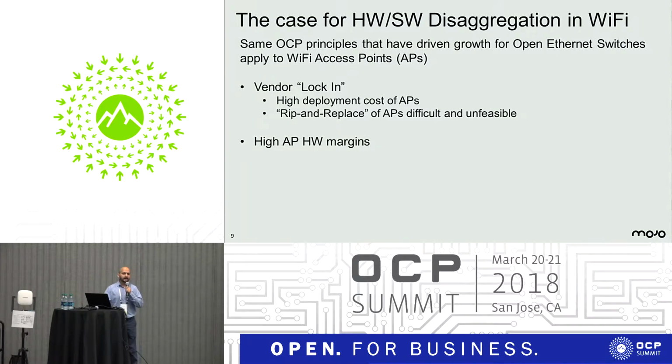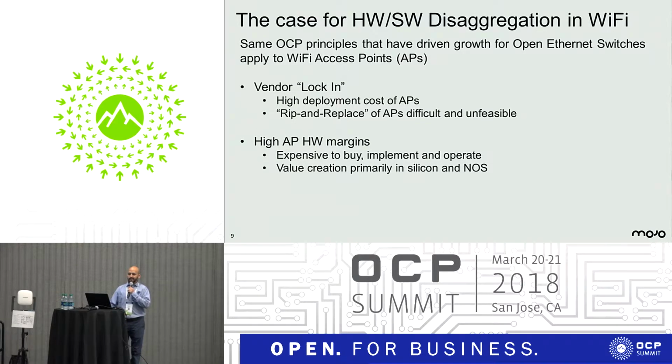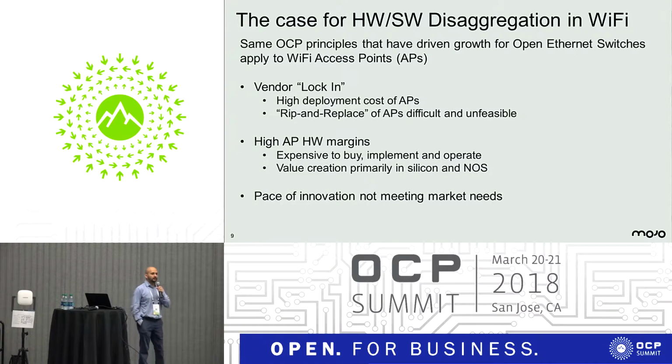There are high margins on the AP hardware when the reality is that the primary value creation in the Wi-Fi ecosystem is actually coming from the silicon and the NOS. So there is really no reason to be paying these multiples of margins for the hardware. And the third one is that the incumbent vendors know that the customers are locked in. They have no choice. And so they're slow to bring features and benefits to their end users. They're taking advantage of the fact that customers have nowhere to go. And so the pace of innovation is not going as fast as it needs to be.